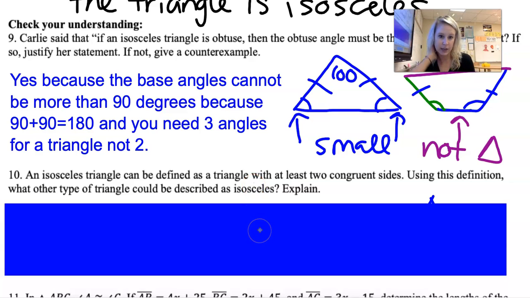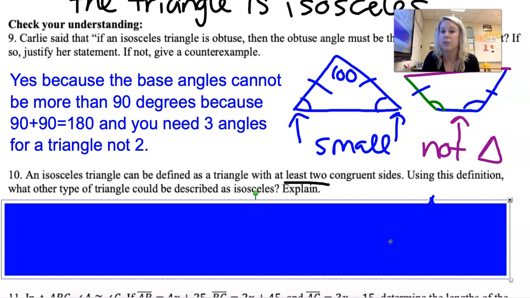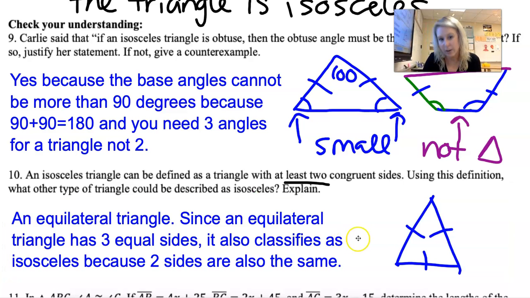All right, number 10, an isosceles triangle is a triangle with at least two sides congruent. Using this definition, what other type of triangle could be described as isosceles? So keyword is at least two congruent sides. What if it has three congruent sides? Well, hopefully you remembered three congruent sides is called equilateral.